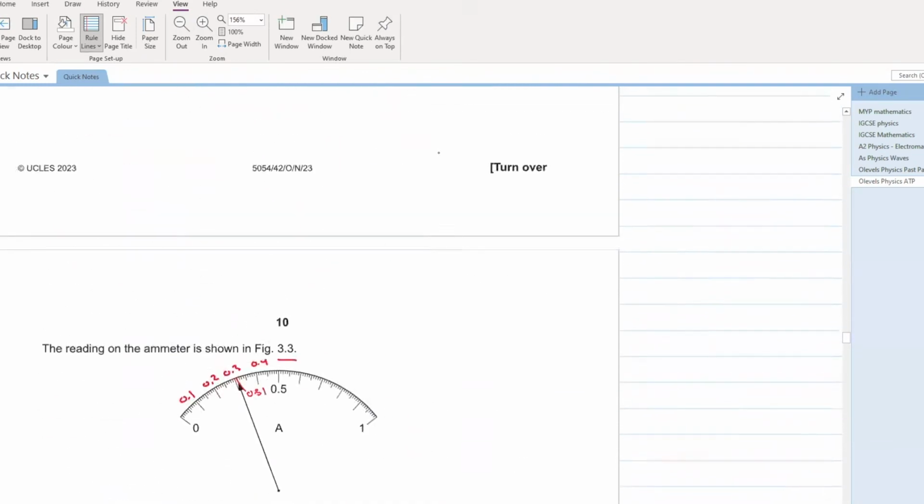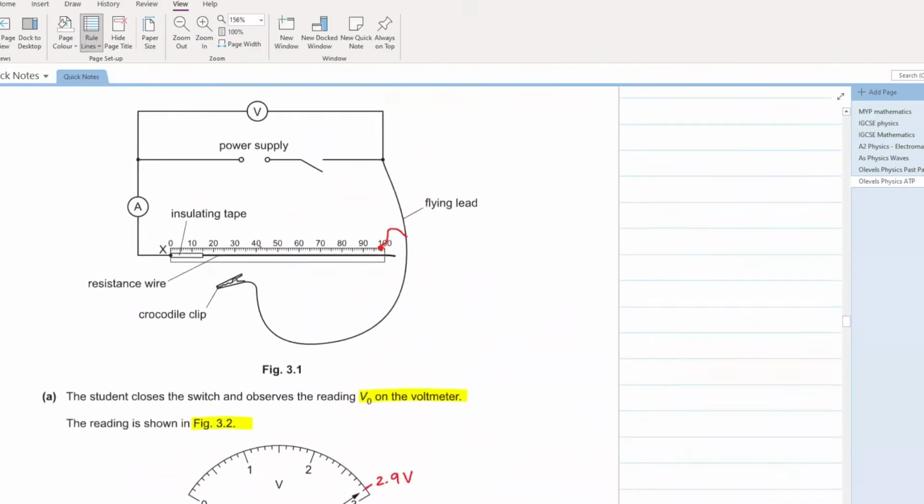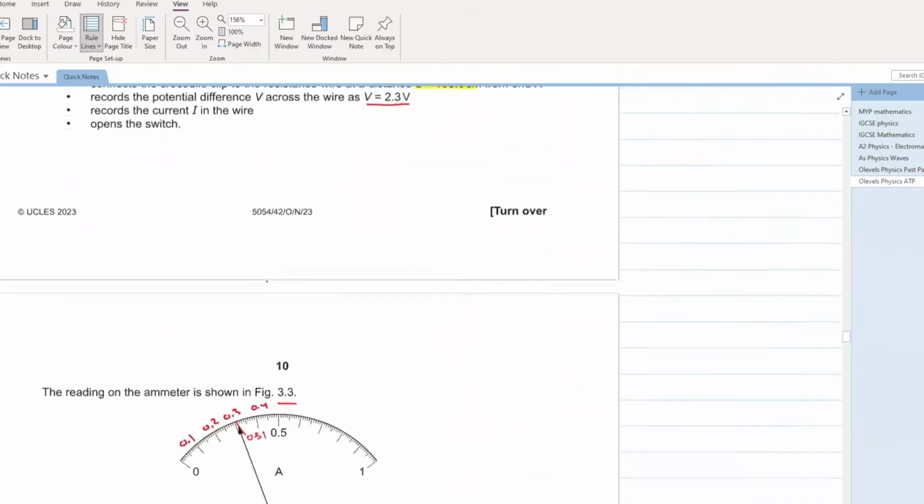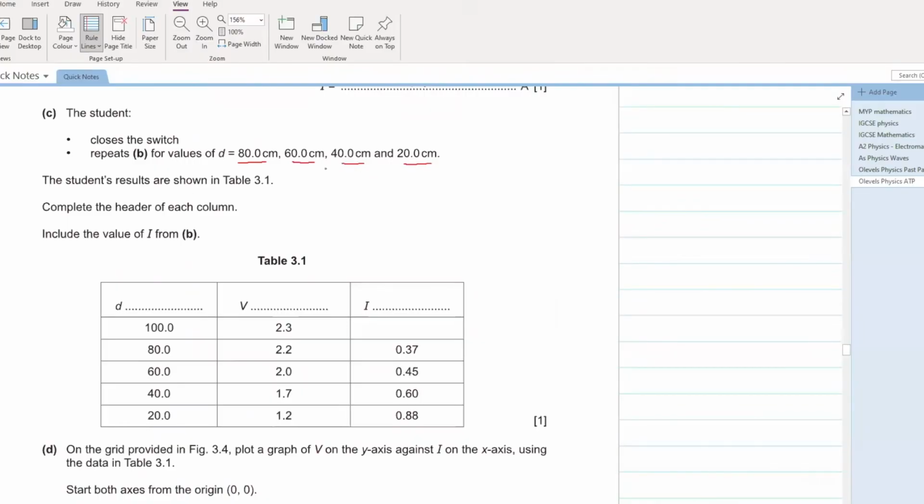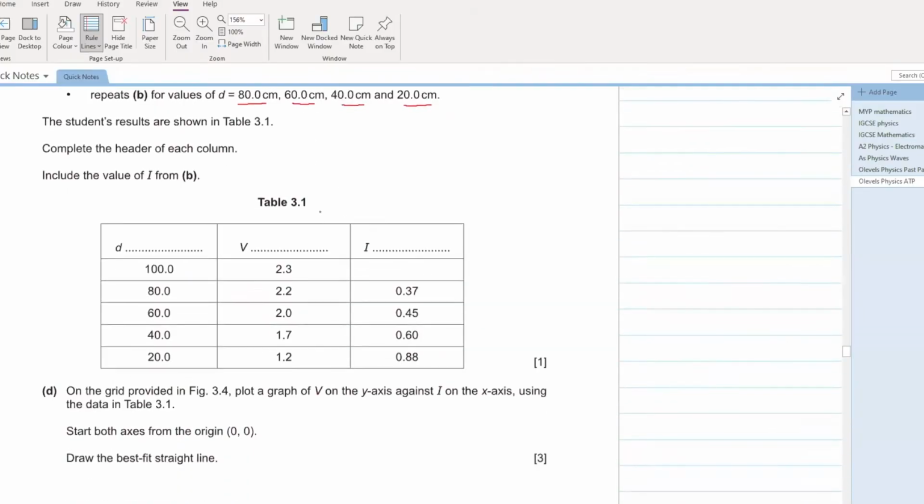Okay, the student repeats the experiment for different values of D, that is 40, 20, 80, 60 and so on. Perfect. The student results are shown in table 3.1. Complete the header of each column. Include the value of I from B. Okay, so we can include the value of I. That is 0.31.